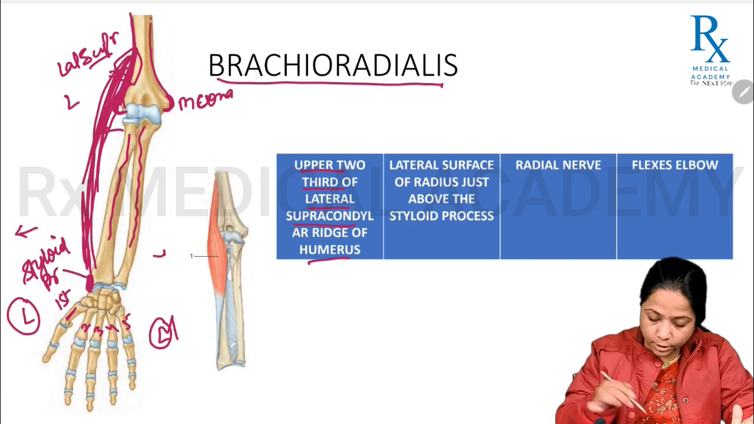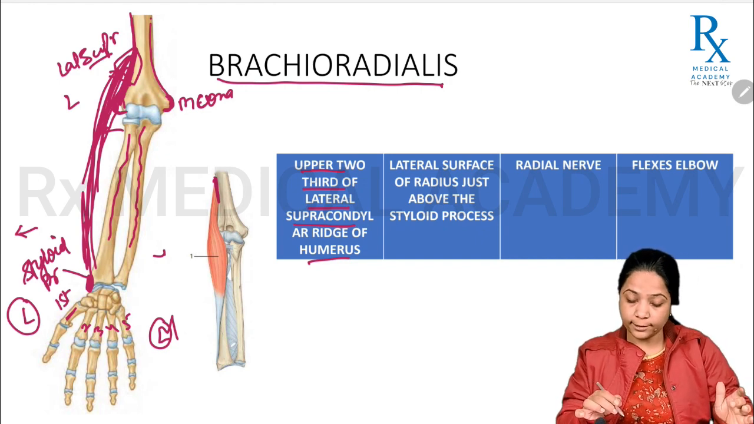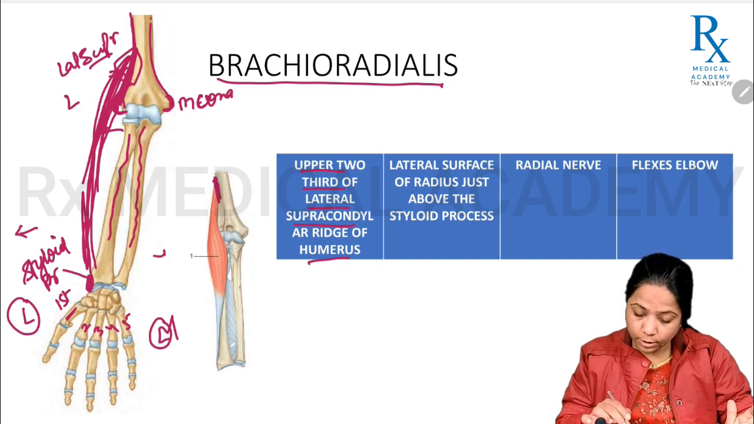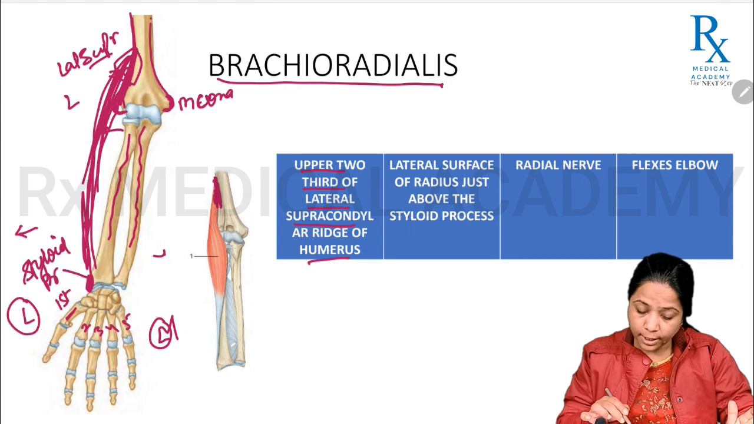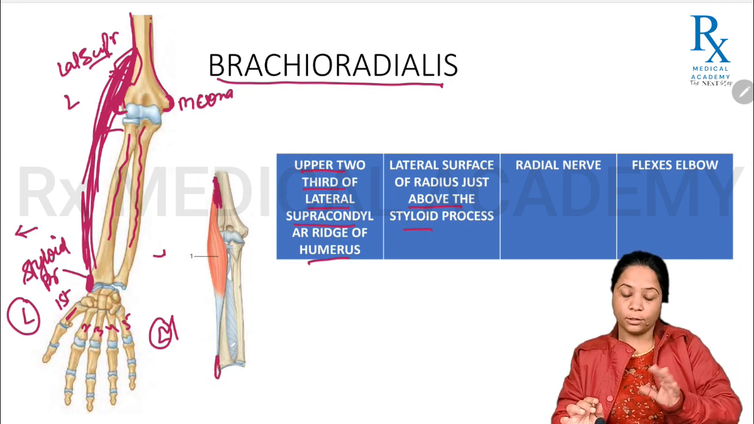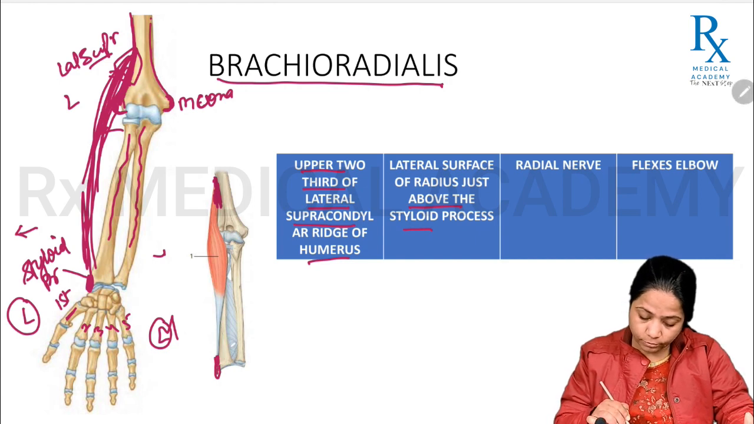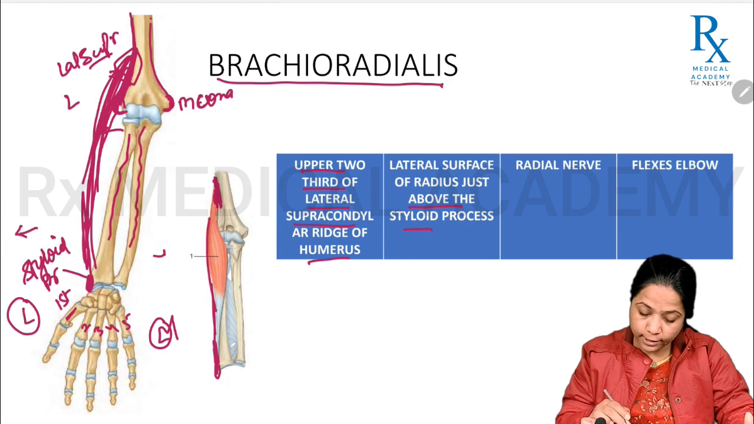It is more clear in this diagram. You can see here, this is the origin point of the brachioradialis. The brachioradialis is arising from the upper 2/3 of the lateral supracondylar ridge, and it is going to insert onto the radius just above the styloid process. You will find a lateral projection at the lower end of the radius, that is known as the styloid process. Just above the styloid process, you will see the insertion of the brachioradialis muscle.